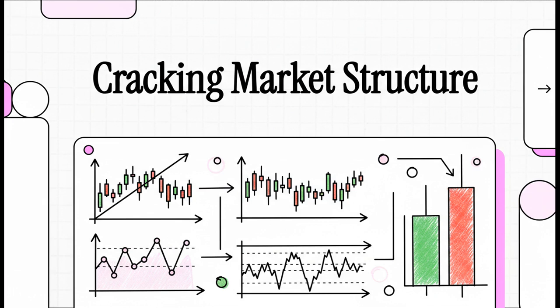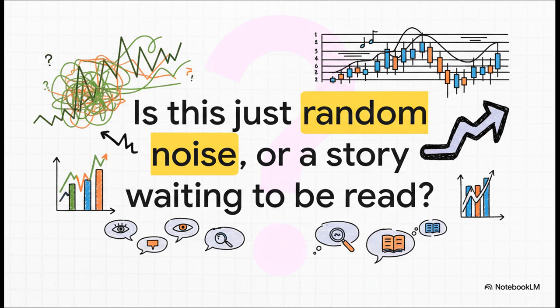moment by moment. You know, when most people look at a price chart, all they see is chaos, right? Just a totally random jumble of lines going up and down. But what if it's not random at all? What if it's actually a story with its own grammar, its own rules, and its own rhythm, just sitting there waiting for you to read it?